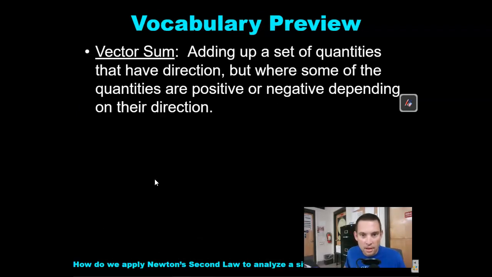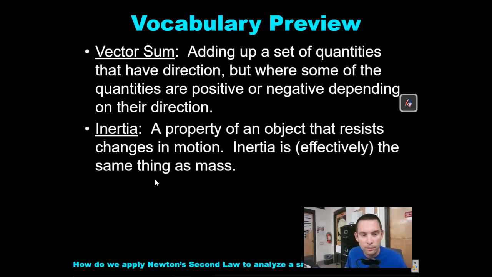All right, vector sum is the adding up of a set of quantities that have direction, but where some of the quantities are positive or negative depending on their direction. We've been doing this all year. We're just formalizing it now to be something a little bit closer to math, maybe that you've seen in Algebra 2. Inertia is a property of an object that resists changes in motion. Inertia is effectively the same thing as mass, not a force, but mass.